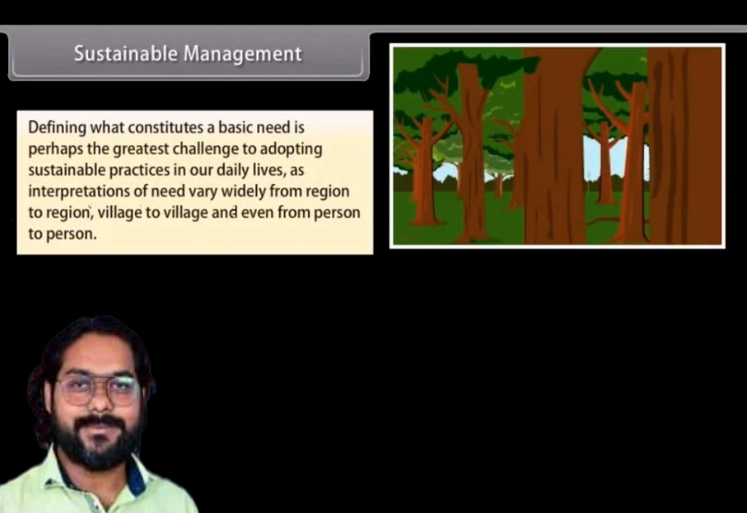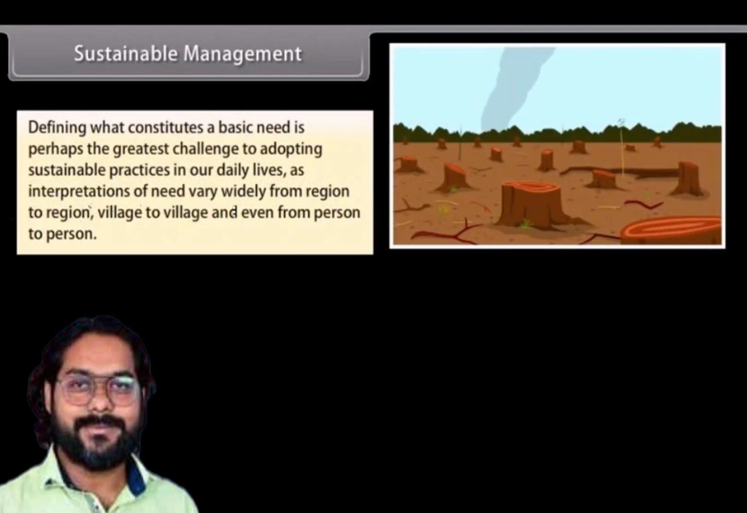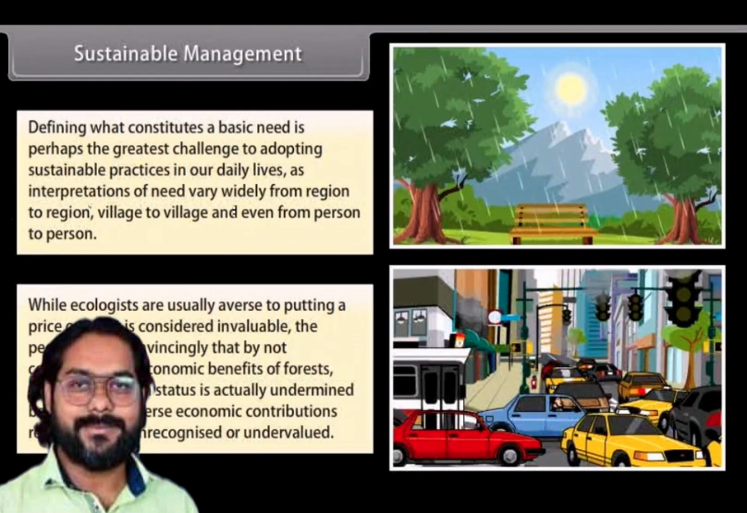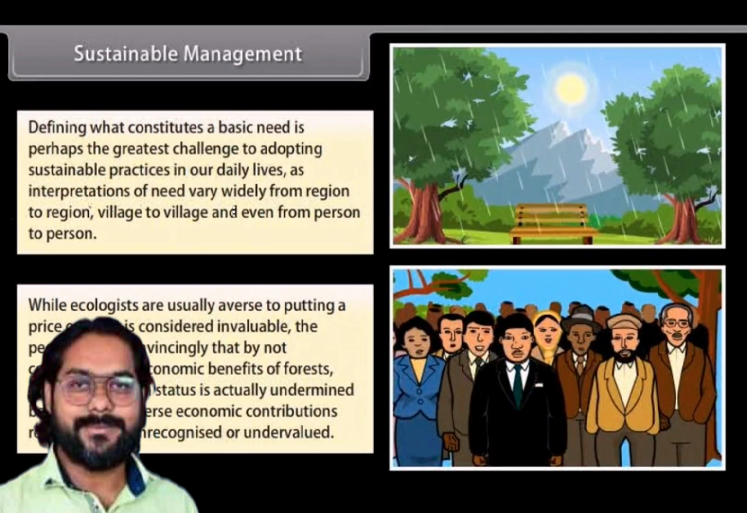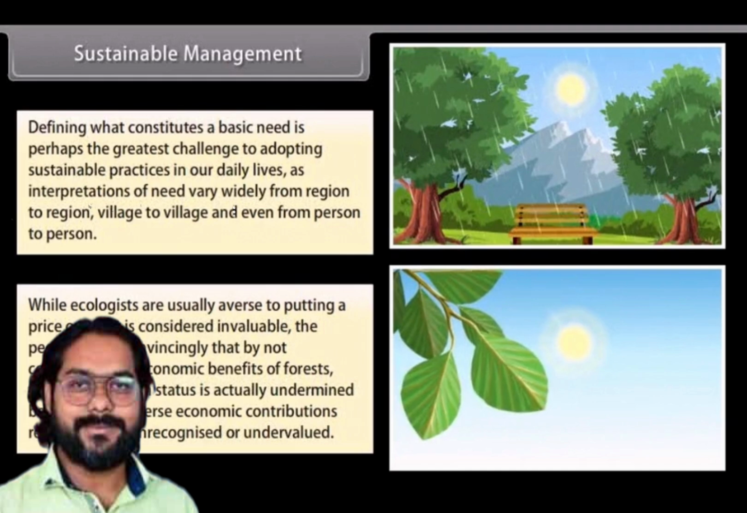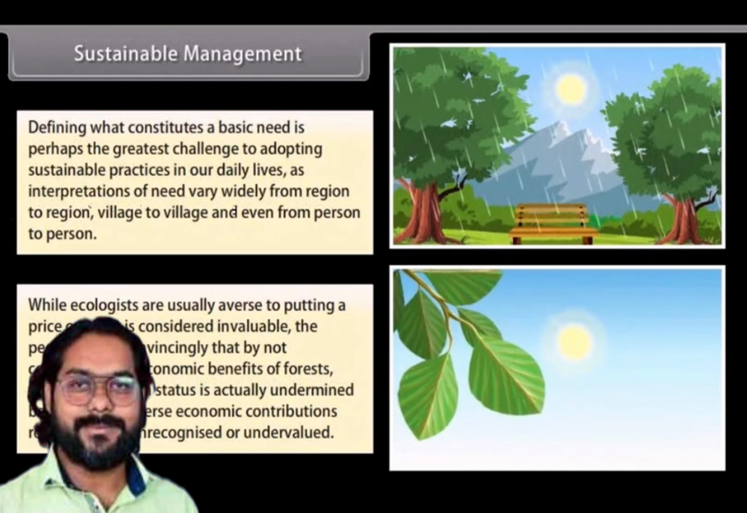Defining what constitutes a basic need is perhaps the greatest challenge to adopting sustainable practices in our daily lives, as interpretations of need vary widely from region to region, village to village, and even from person to person. While ecologists are usually averse to putting a price on what is considered invaluable, the people argue convincingly that by not considering the economic benefits of forests, their conservation status is actually undermined because their diverse economic contributions remain largely unrecognized or undervalued.